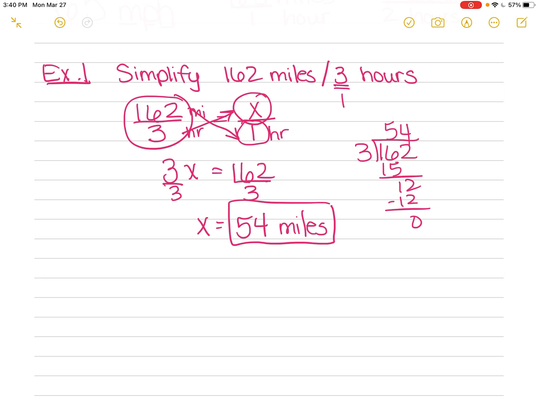Example 2 is different because it's not asking for just 1. A lot of rates change it to 1, but they don't all do that. So example 2 says to write a proportion and solve it. An athlete's resting heart beats 112 times. So this is how much it's beating. This is 112 beats every 2 minutes. They want you to find out how much it beats in 5 minutes.